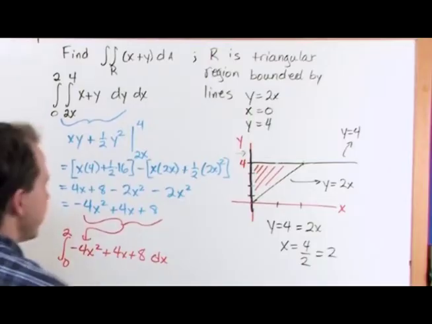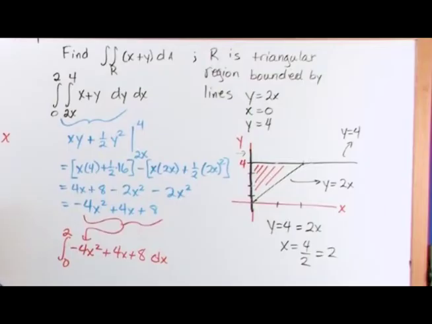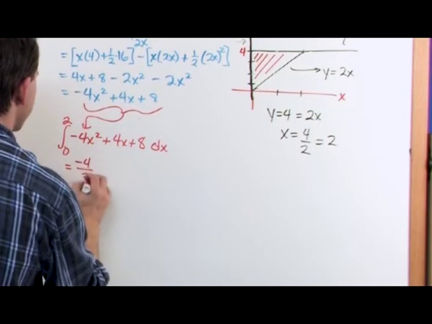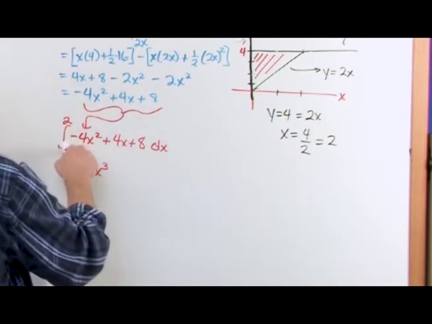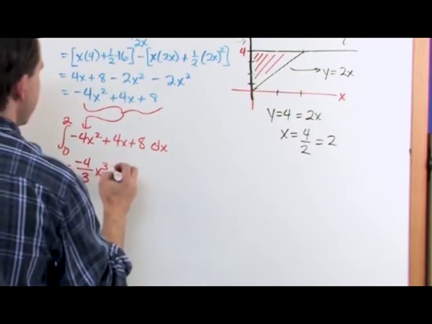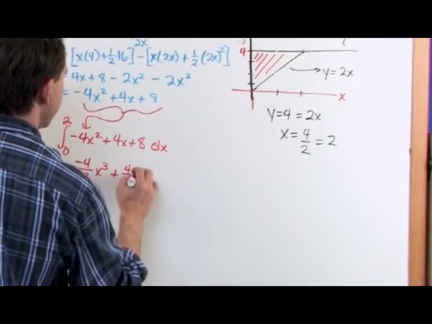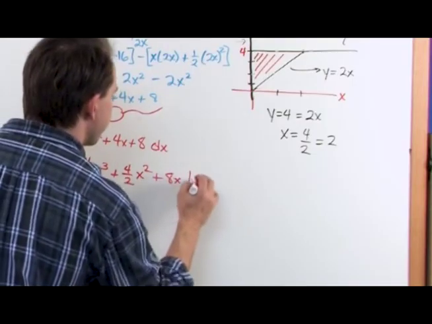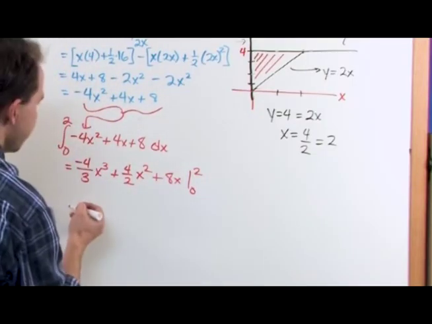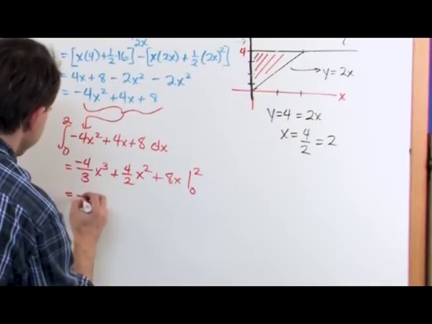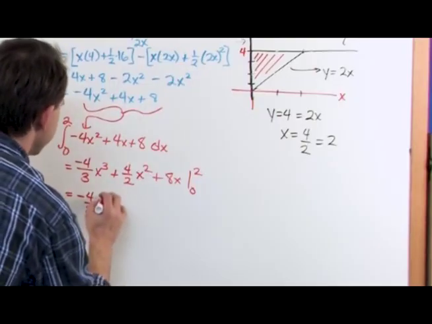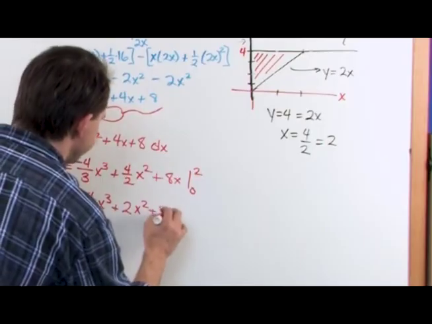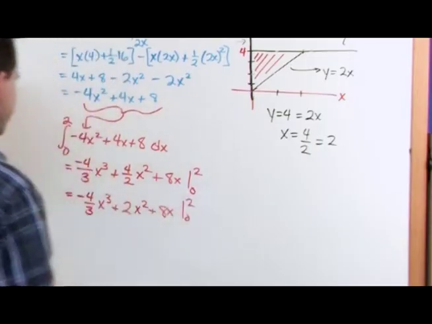Okay, and now it's just a simple matter of doing regular old integration, right? So here I have negative 4 over 3 x cubed, because it's this over the exponent plus 1, like this, plus 4 over 2 x squared plus 8x, evaluated from 0 to 2. Let me just go ahead and do one quick simplification here. Negative 4 thirds x cubed plus 2 x squared, since 4 over 2 is 2, plus 8x, evaluated from 0 to 2.